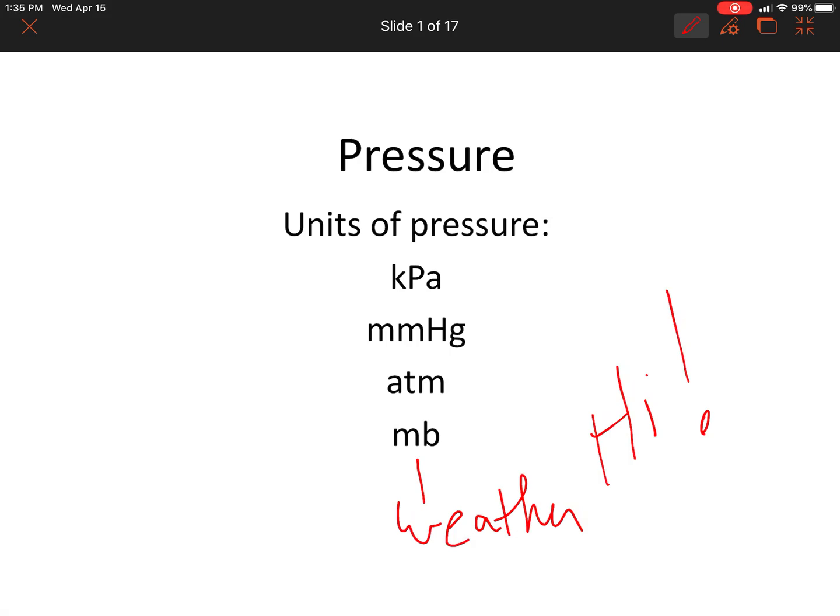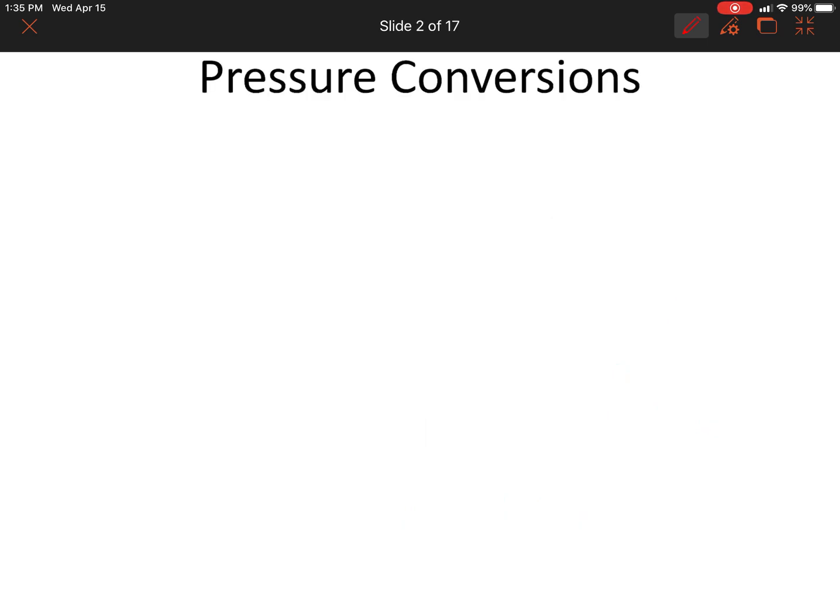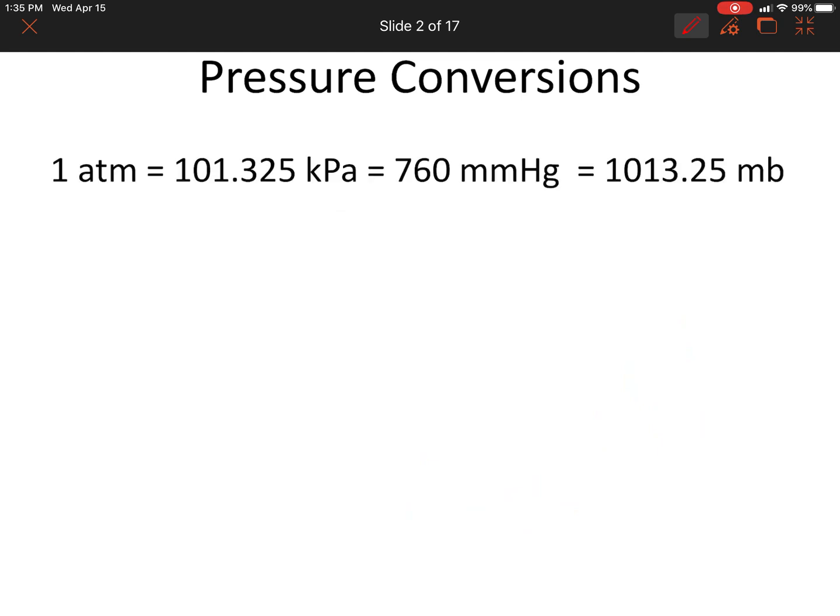We're going to go through the different ways to convert between the different units of pressure here. So, pressure conversions. We've got 1 atmosphere is equal to 101.325 kPa, which is also equal to 760 millimeters of mercury.